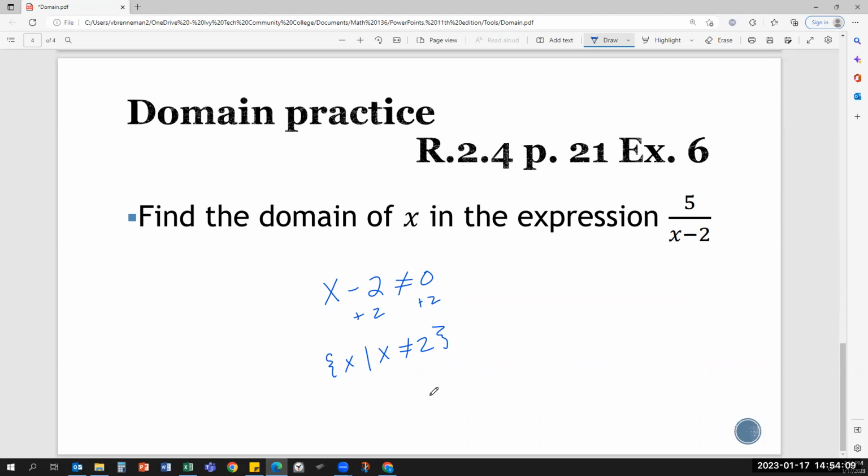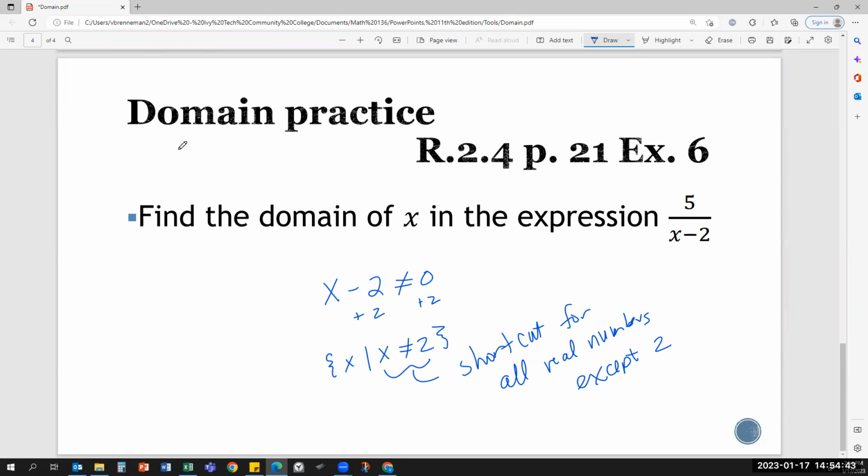What we're really saying for the domain, X not equal to 2, is a shortcut for saying all real numbers except for 2. So we're listing the domain not by listing everything that is in the domain, but by saying what's not, implying that everything else counts. So anything that's not 2 works and is included in the domain.